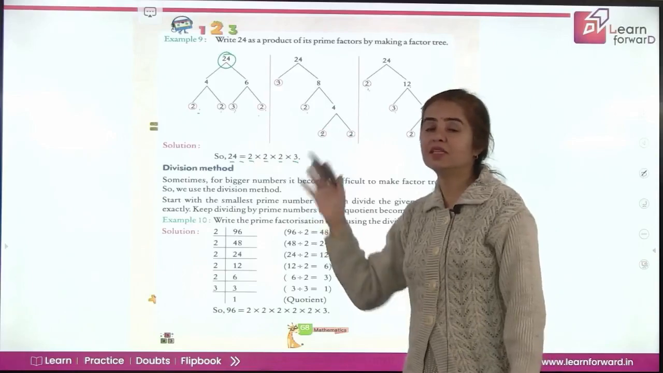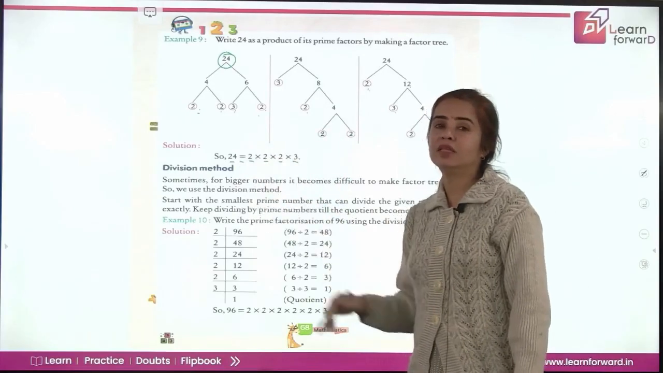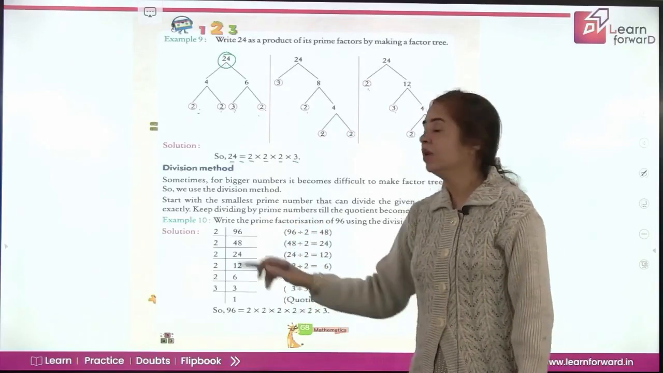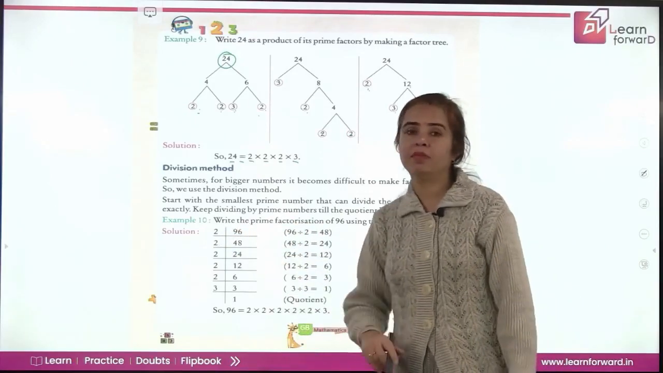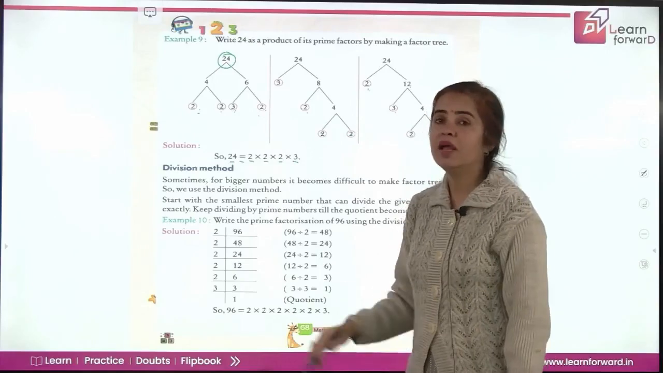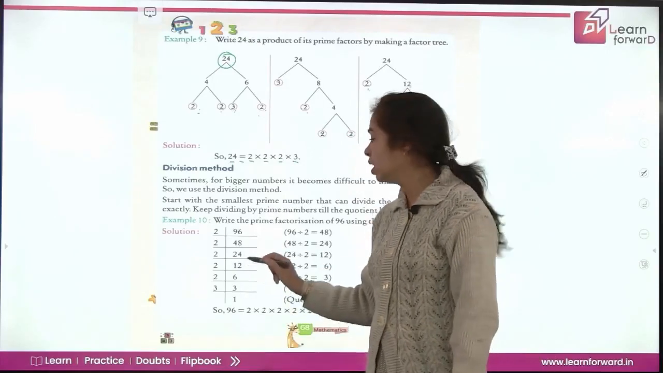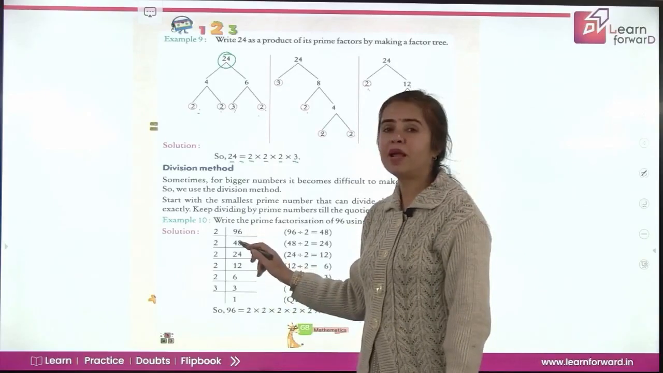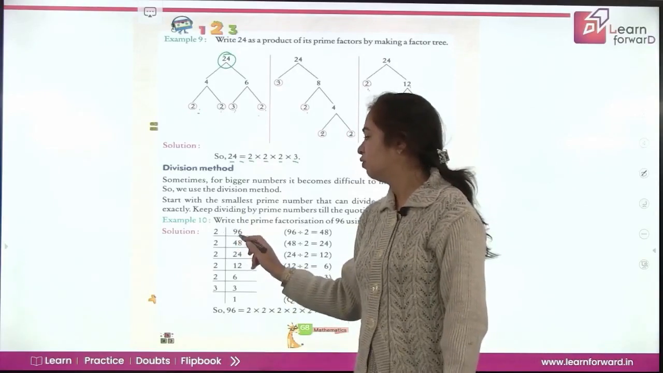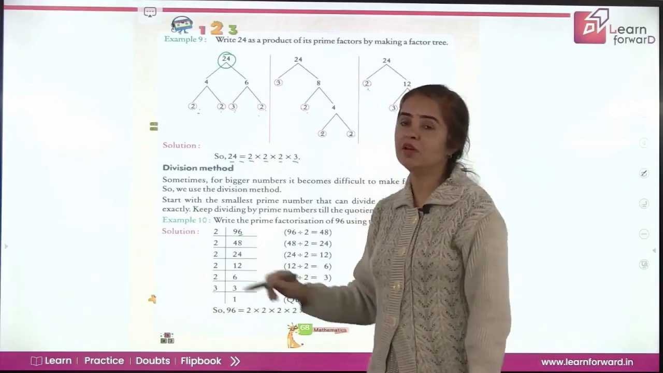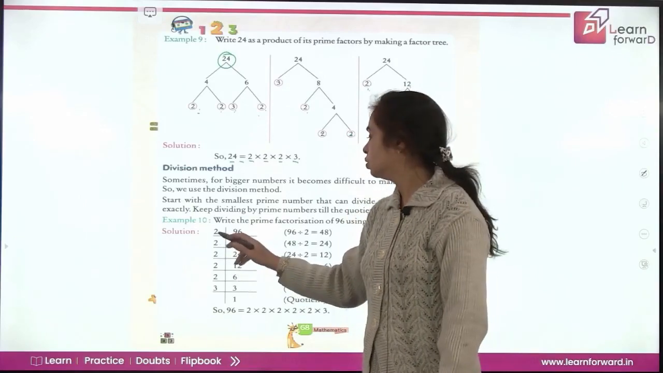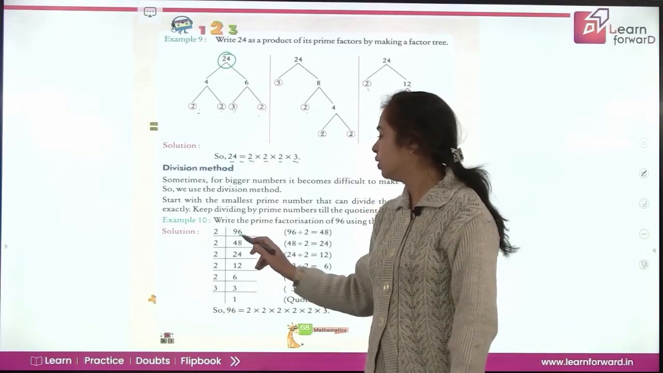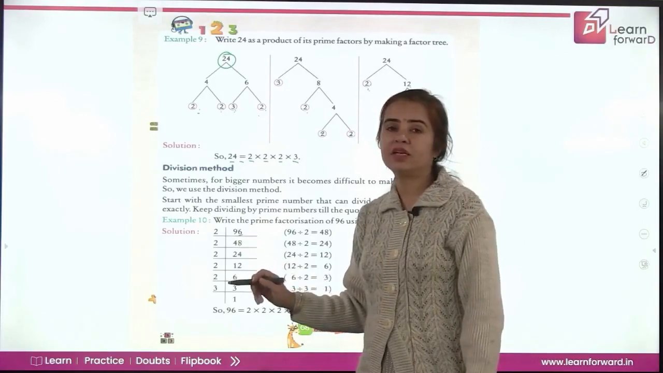This is the factor tree method. The other method is the division method, in which we write the number at the top. We write the first prime number by which it is divisible, and we carry on by writing the quotient below it. So if you have to find the prime factorization of 96, we can see 6 is an even number, so it will be divisible by 2. So 2 4s are 8 and 2 8s are 16. So you get 48 when you divide 96 by 2.